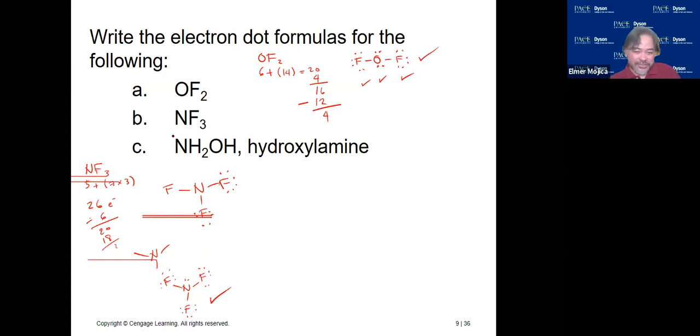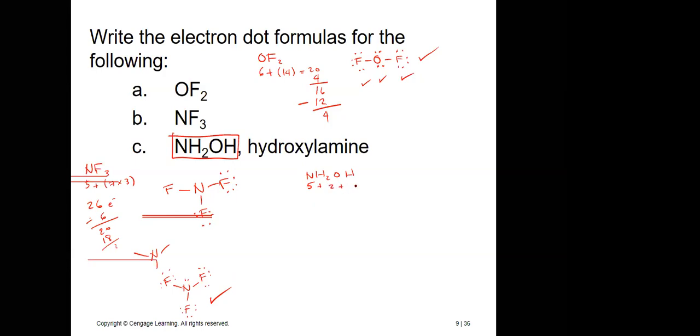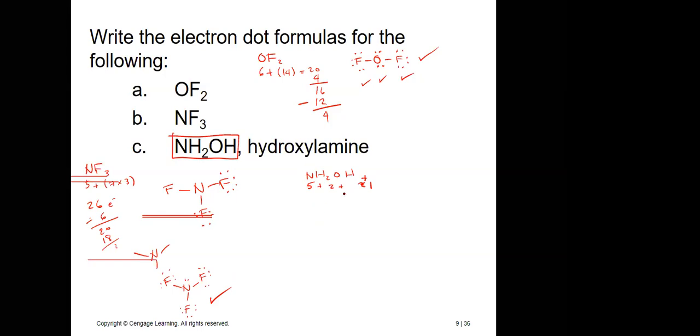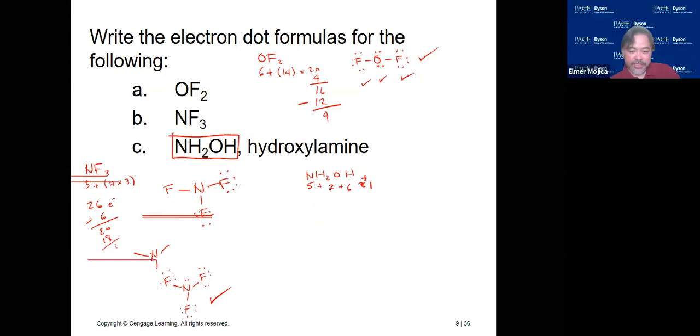Now let's go to this one. So this is a little bit tricky. But you just follow the same principle, the same steps that we have. So the first thing that we're going to do, the number of valence electrons. So nitrogen is what? 5. And then 1 for each hydrogen, 3. And oxygen is what? 6. So if we have here 5, 3, 6, 1, that's 15, right?